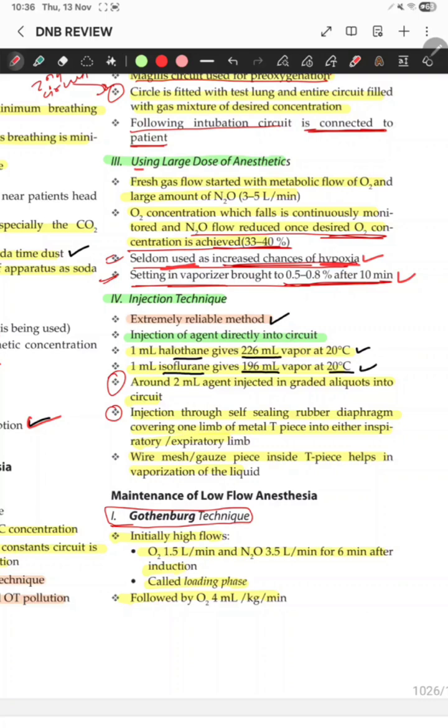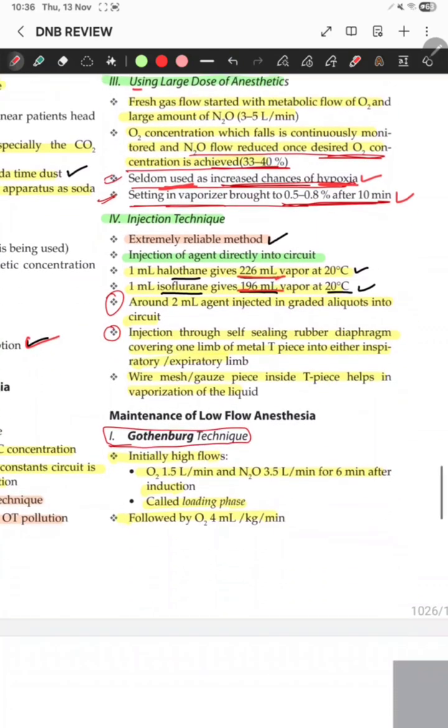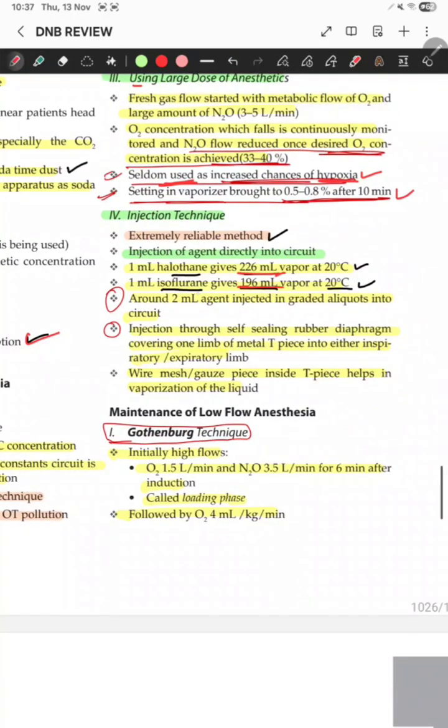Injection of the agent directly into the circuit. So 1 ml of halothane gives 226 ml vapor at 20 degrees Celsius, and 1 ml of isoflurane gives 196 ml vapor at 20 degrees Celsius. Halothane gives 226 and isoflurane gives 196, at the same temperature. Around 2 ml of agent is injected in graded aliquots into the circuit.